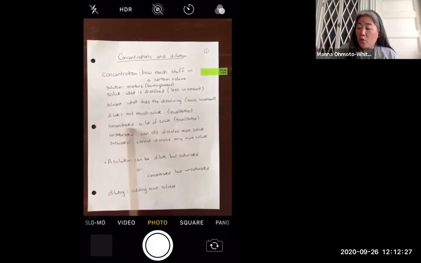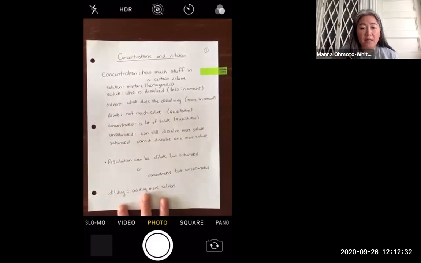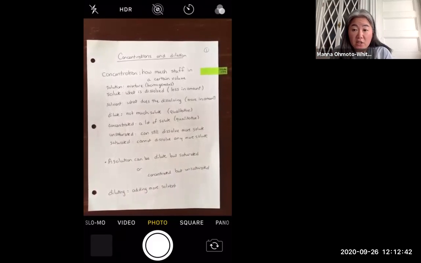So because these are qualitative terms, and this is quantitative, you can have them in any combination. I can have a solution that is dilute but saturated. So if something doesn't dissolve very well, I'm not going to be able to get much into that solution, like your iced tea. But it could be dilute in that it doesn't taste very sugary at all. Or I could have a concentrated solution that's still unsaturated. I could give you a glass of water that's incredibly salty. It's very concentrated, but I could still add some more salt into it. I haven't reached the limit of the solubility.